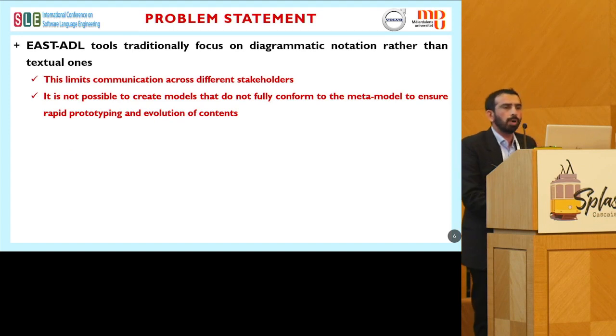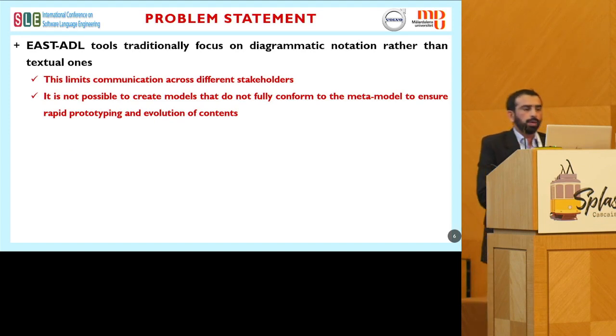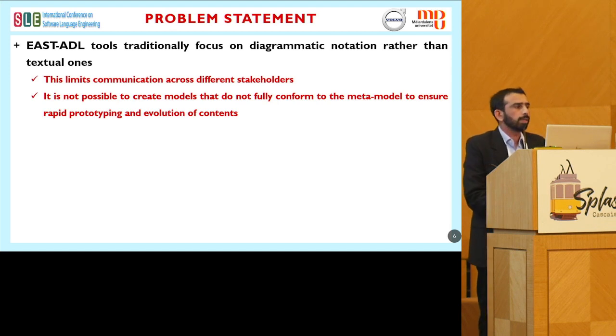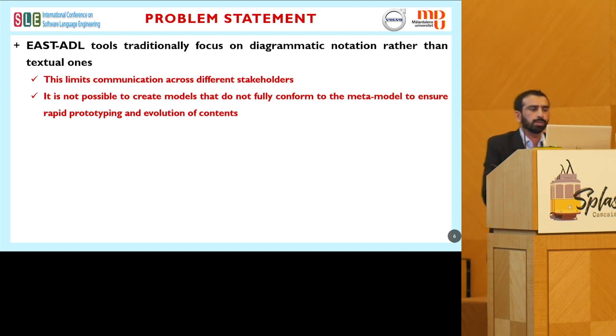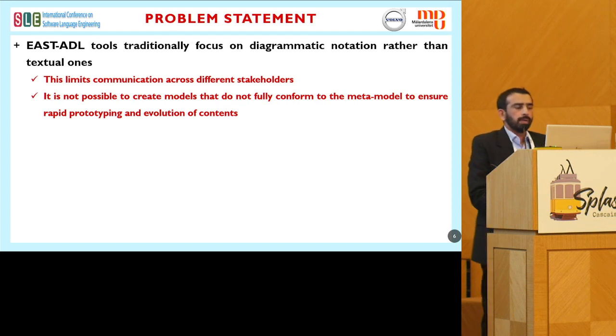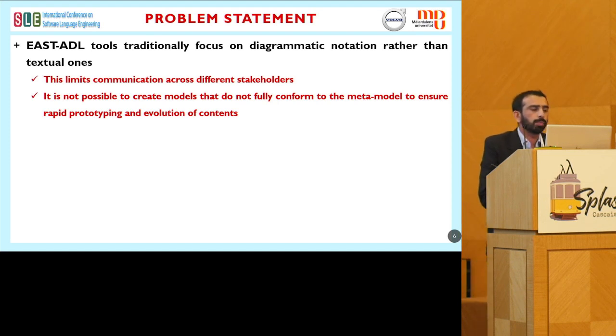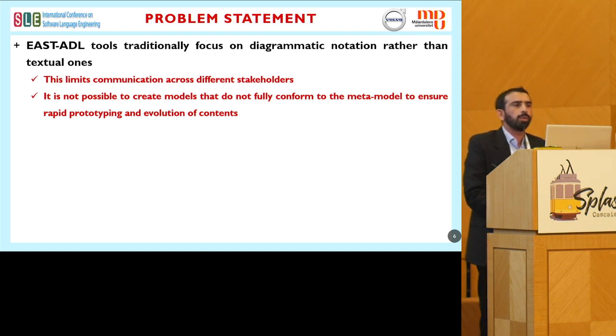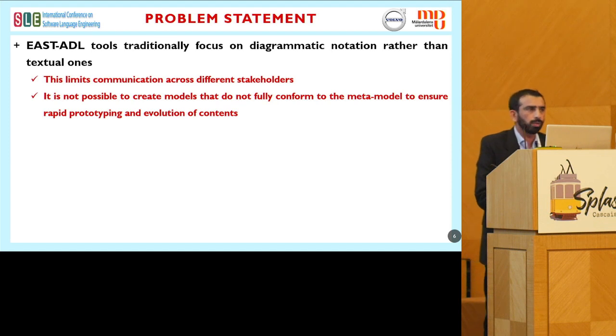So what is the problem we are going to solve? Currently, EAST-ADL tools traditionally focus on the diagrammatic notation rather than the textual one. This limits communication across different stakeholders, and it is not possible to create models that do not fully conform to the meta-model to ensure rapid prototyping and evolution of contents. Such issues severely affect the productivity and time-to-market objectives in the automotive domain.